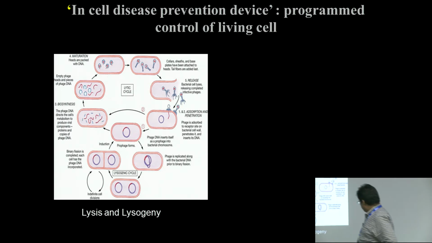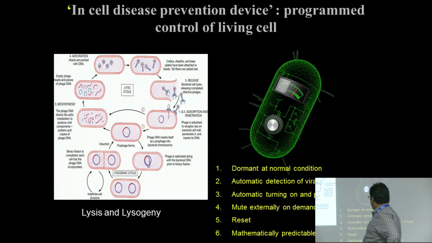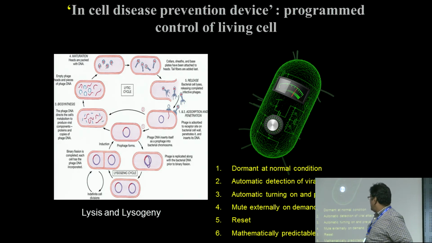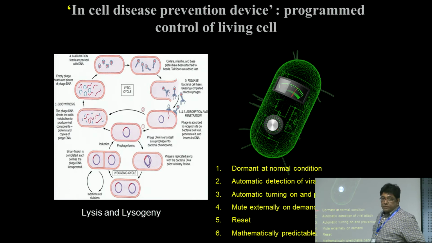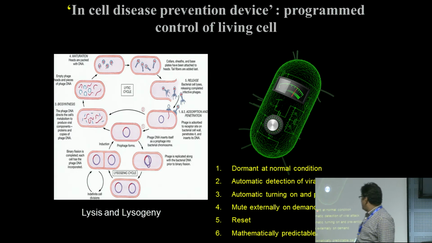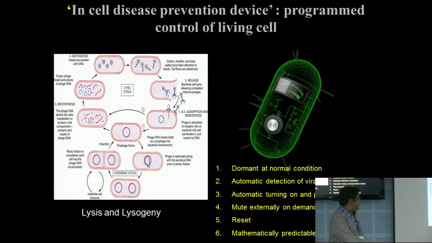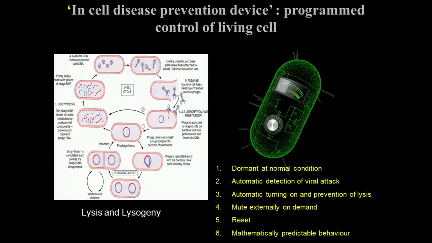Okay. So, what we have tried to do is develop a synthetic gene circuit and put it in this bacteria. Now, even if you give the UV radiation, it does not go to this lytic cycle, but at the very same time it follows all the properties of antivirus software: it has to be dormant at the normal condition, it should automatically detect the viral attack, it should automatically turn on and prevent lysis, it should be mutable because it is a device, you can reset it after it works, and most importantly it has to be mathematically predictable.